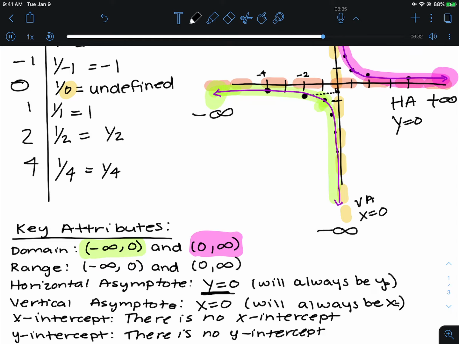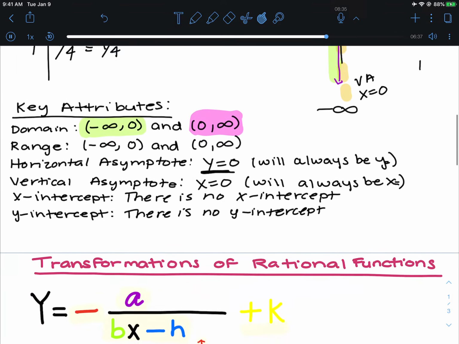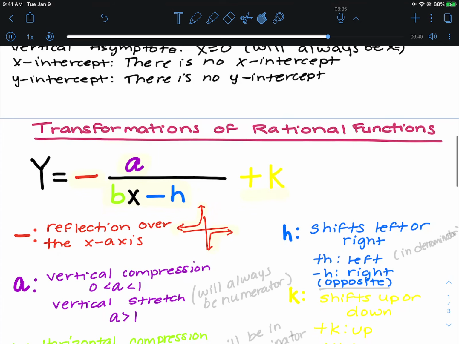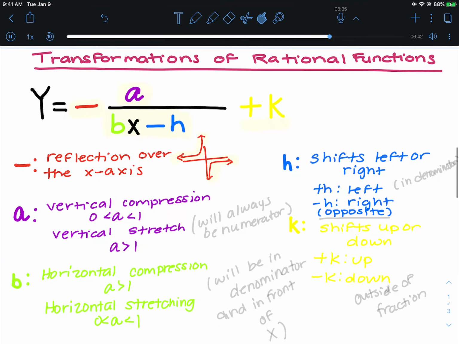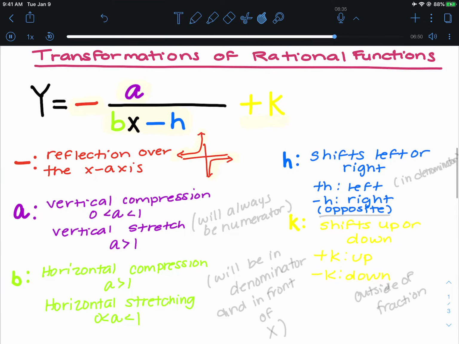So now we're going to move on to the transformations. We're not going to be graphing this today, but I am just going to leave this here so you guys can sit on this thought. We will continue with this lesson tomorrow. Tomorrow's lesson is going to be a little bit deeper and more thorough than this one, so just keep that in mind. I just want you guys to sit on this idea. Okay, so the transformation of rational functions. We're going to have a negative right here, a in the numerator. Now in the denominator, we're going to have b and h.